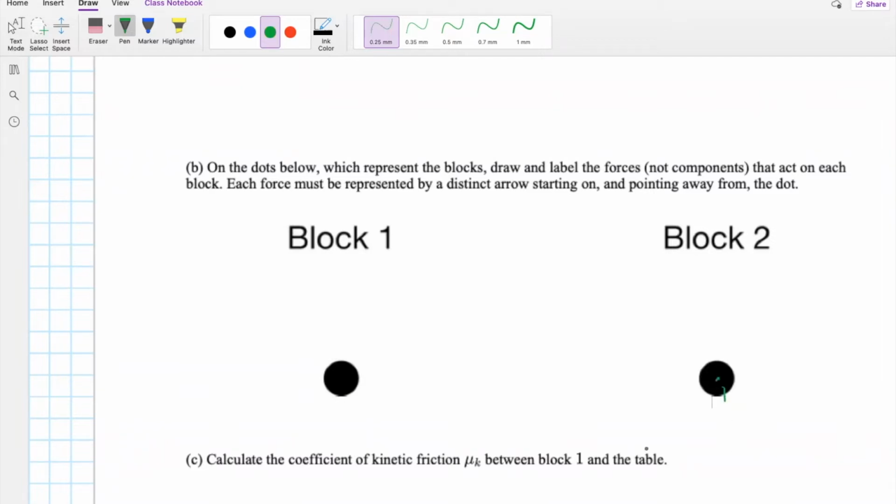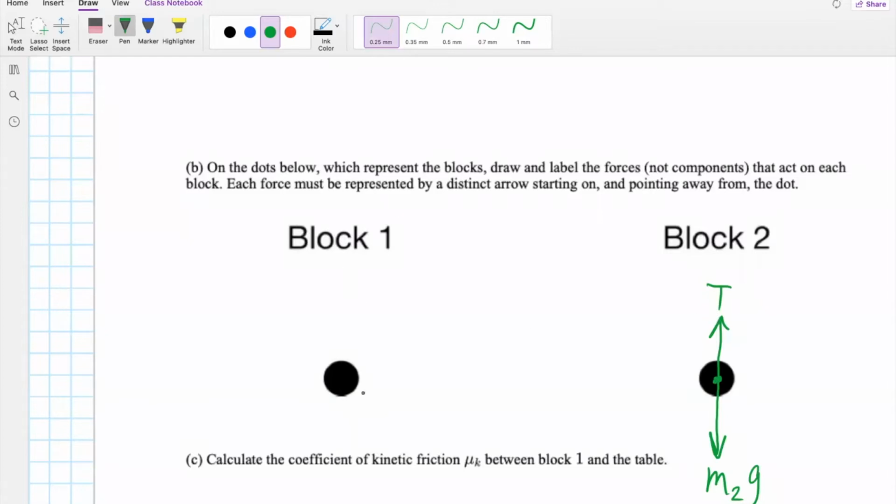So as we were saying, block 2 is accelerating downward. So we should expect a net force for block 2 acting downward. Or we should have more force due to gravity on block 2 than we have tension. I think that hopefully illustrates the idea. Okay.